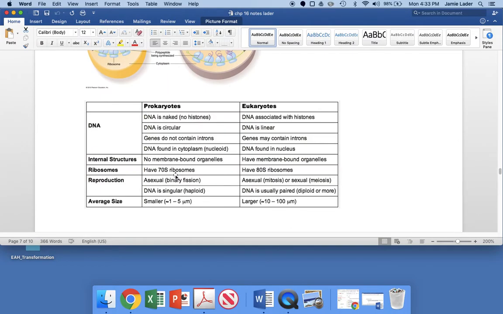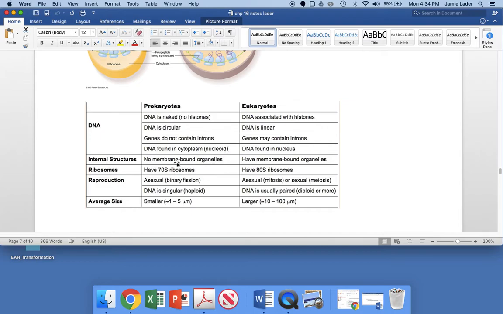And here's just some differences between DNA and RNA in prokaryotes and eukaryotes. For example, in prokaryotes, it's naked. It's not wound around histones. It's circular. The genes don't contain introns in prokaryotes. We're going to talk about that in Chapter 17, but what that means is that the DNA does not contain non-coding portions. It's all coding. Whereas our genes have introns, which means that when your DNA is transcribed to make a protein, not every single nitrogenous base is actually going to come together and be transcribed into a protein. So we'll talk about that.